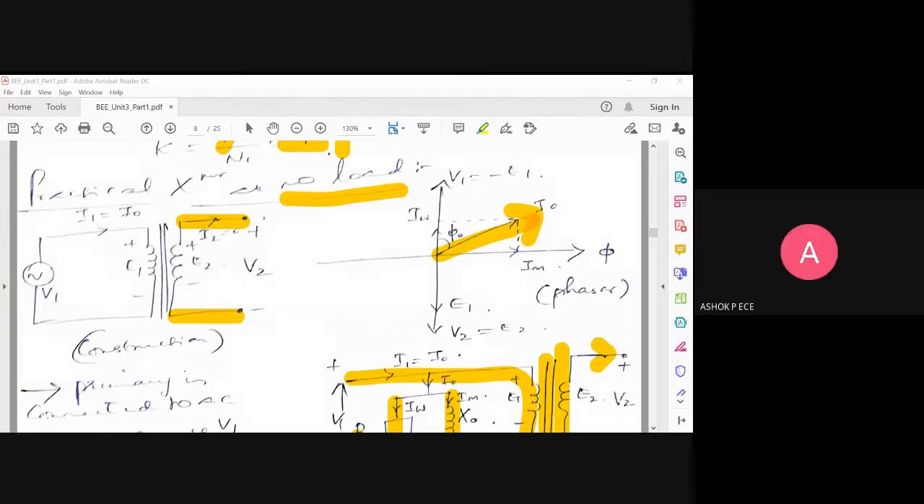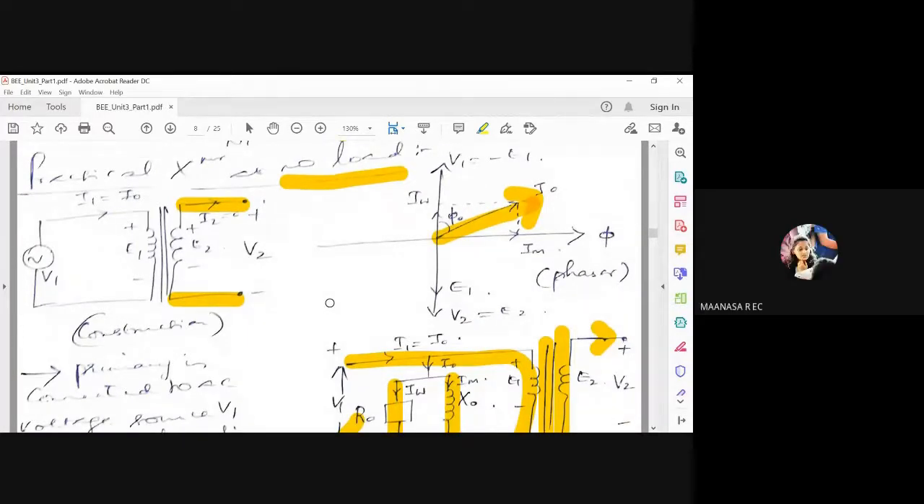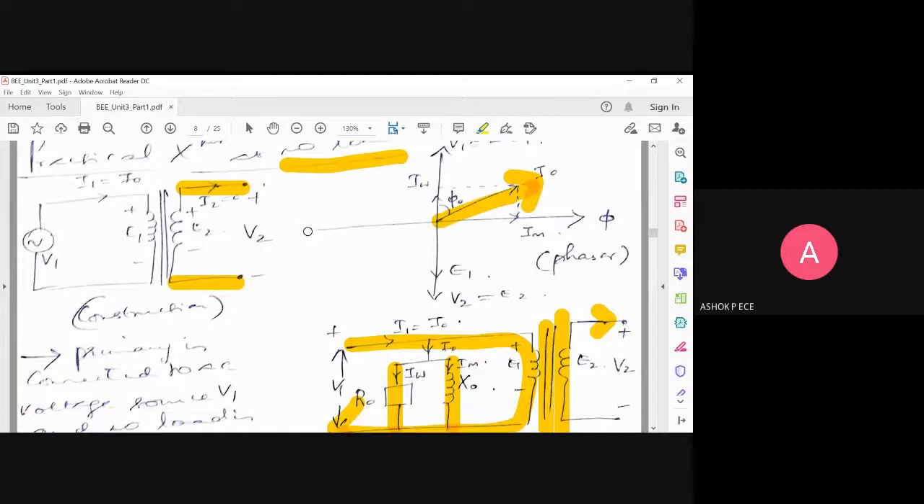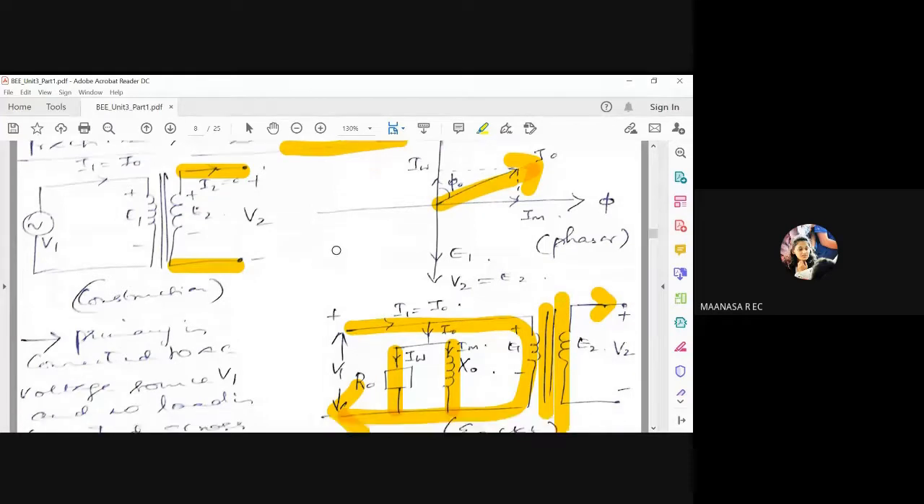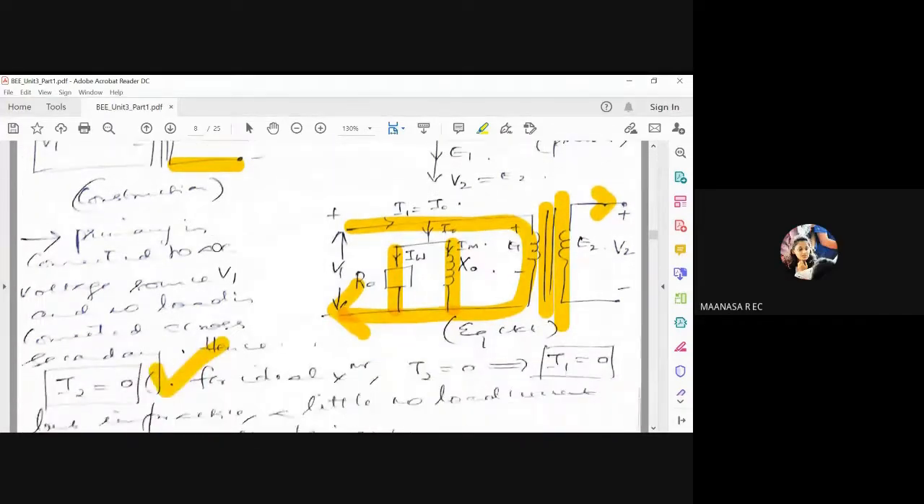Can you quickly summarize what we have seen in no load characteristics? Just say what you understood. Sir, the primary is connected to AC circuit, and the load is connected across secondary. Okay. No load means what is the condition on the secondary current? I2 will be 0. Very good. Then I1, if I2 is 0, I1 will also be 0. Yes. But is I1 0? There will be little no load current also present in the primary.